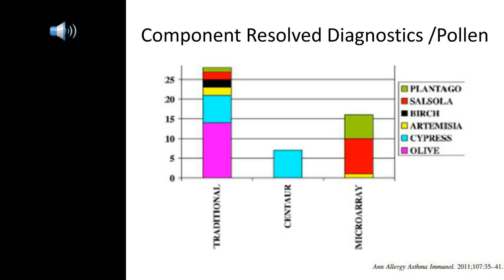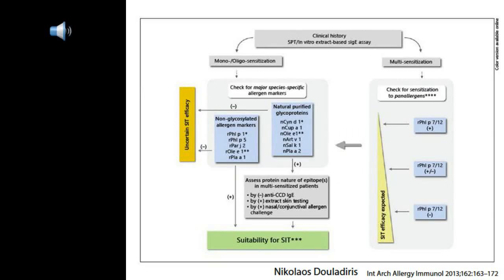Some of the component-resolved diagnostics do pick up things that the traditional testing doesn't. But the problem is we really don't know how clinically relevant these things are. For instance, this is a pollen study, and it demonstrates that component-resolved diagnostics pick up a lot more olive allergy than the others, but it's very difficult to know the components of olive allergy as opposed to cross-reactive grass allergy, and whether or not they're relevant. And I think it's early stages there.